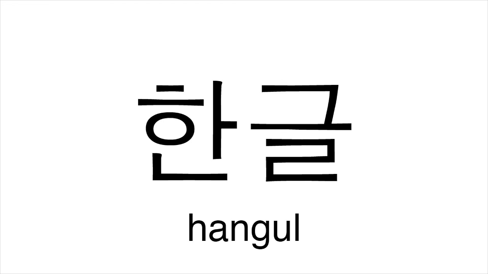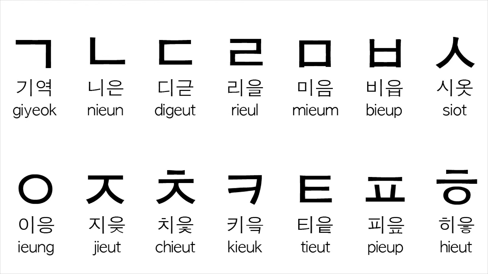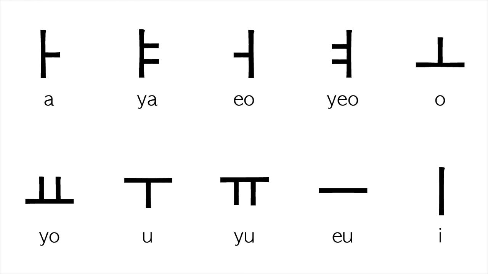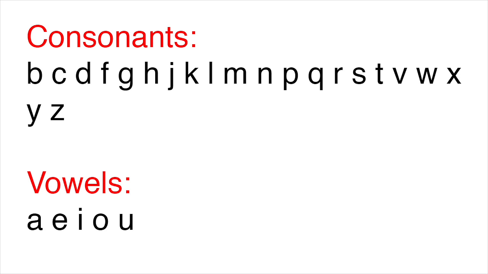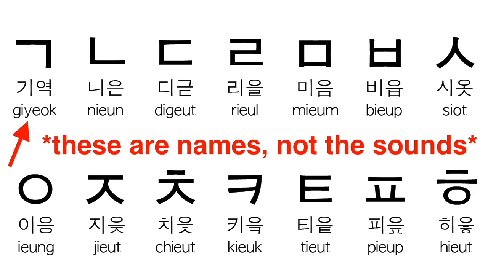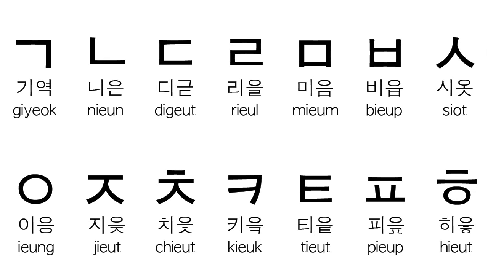So, let's learn Hangul, or the Korean alphabet. The Korean alphabet is made up of 14 consonants and 10 vowels. Very different from English, which has 21 consonants, including Y, and 5 vowels. Each character has its own name and sound, like how A is pronounced A. For sounds, I'll use English to make it easier for you to understand. Let's start with the consonants first.